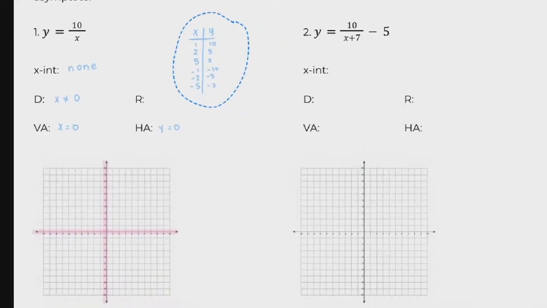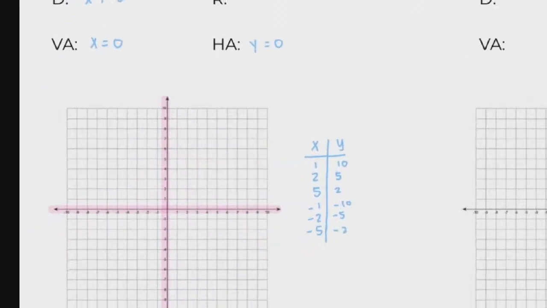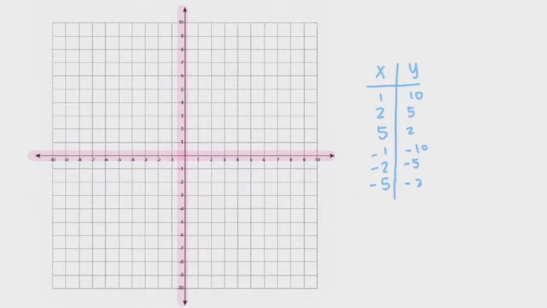So you can kind of just pick whatever points you want and graph them. And I chose these because they made the equations equal to whole numbers. So we can use the two asymptotes to kind of help us with the shape of the graph. And this is what the graph will look like.